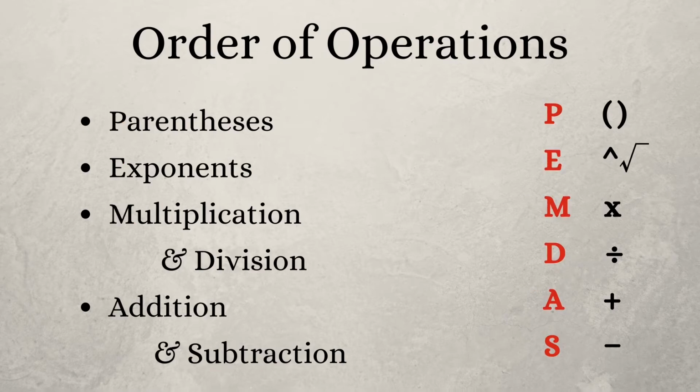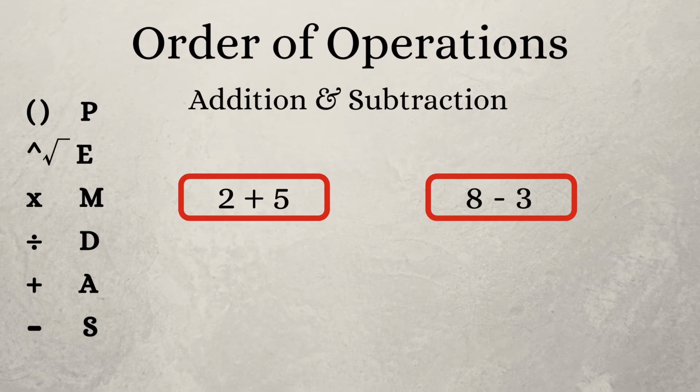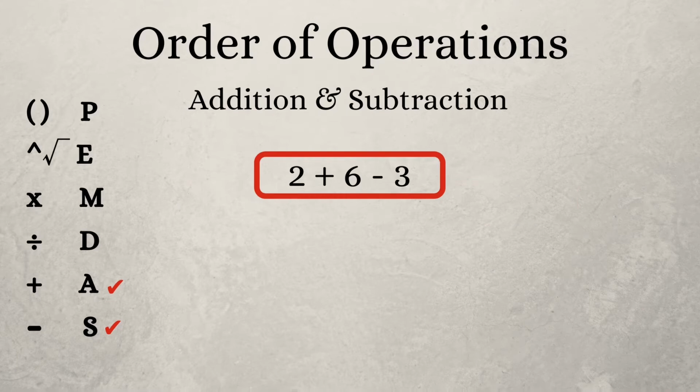Now let's check out some examples starting from simple and increasing the complexity as we move on. First we have two simple expressions that involve addition and subtraction. Here 2 plus 5 and 8 minus 3 can be answered directly as 7 and 5. Our next expression is 2 plus 6 minus 3. Now there are two ways in which this can be computed.